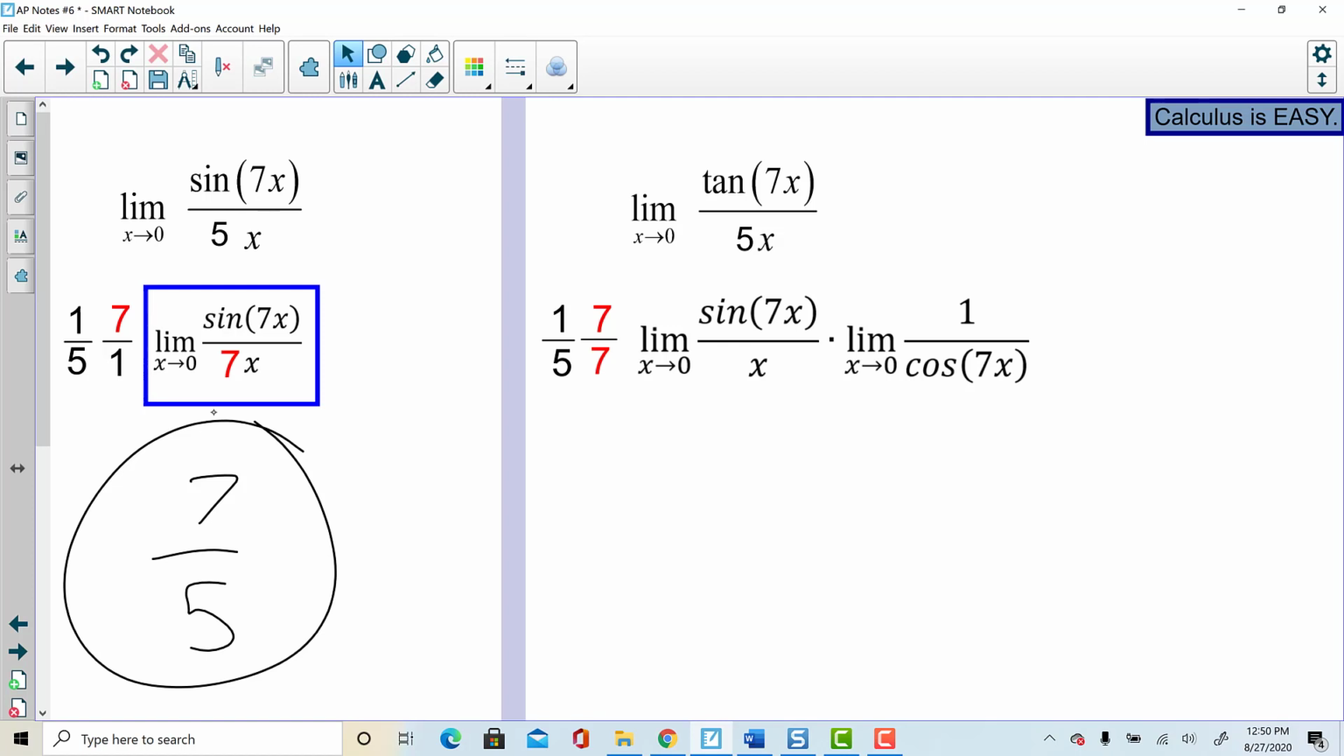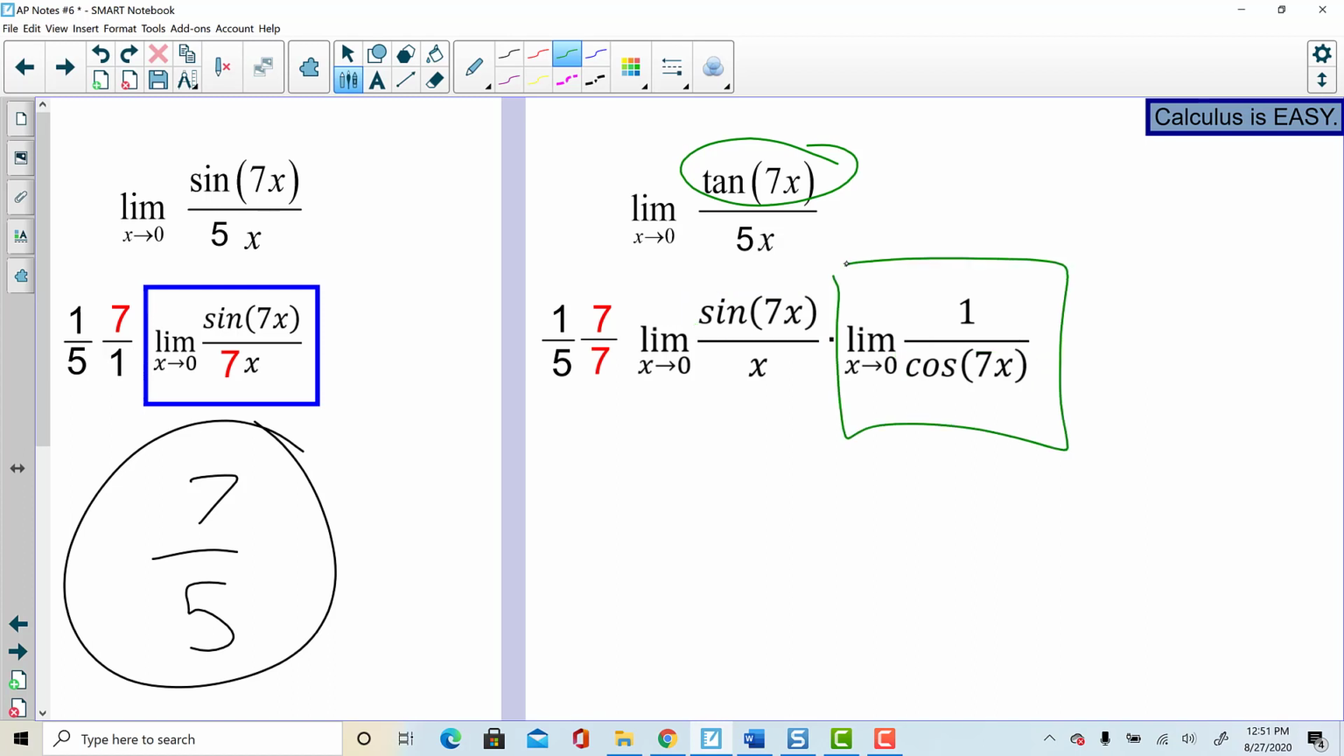The other example on this side is almost exactly the same. Instead of having a sine, you have a tangent. So we're going to have one more step. We have to change the tangent of 7x into sine over cosine. You'll notice that I separated them into two separate limits. That's because this limit is just going to give us 1 over cosine of 0. So that's just going to be 1 over 1.